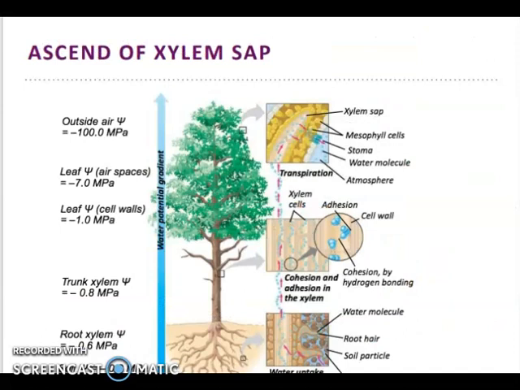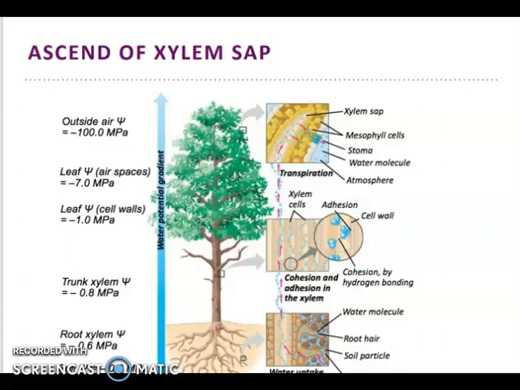This slide is entitled Ascent of Xylem Sap. Water molecules form an unbroken chain, or water column, as they move from the root to the stomata. Water potential decreases from the root to the stem to the leaf to the atmosphere, as water follows the potential gradient until it exits the stomata into the atmosphere, which has an extremely low water potential.